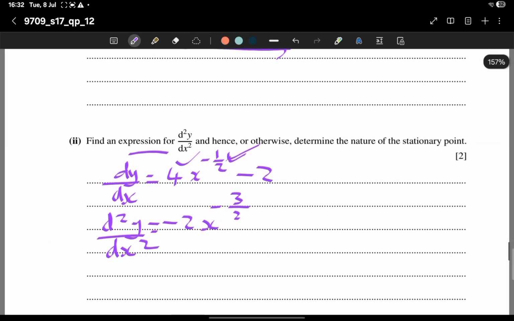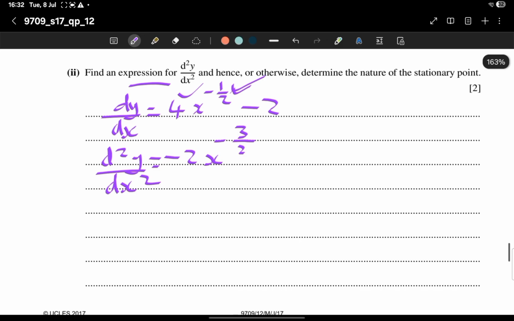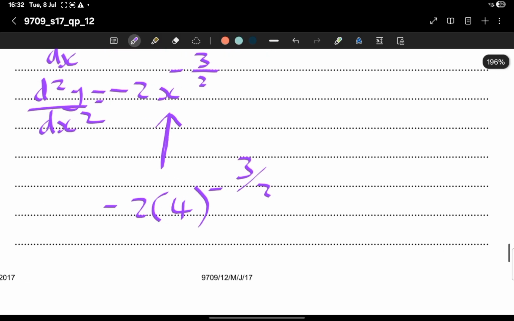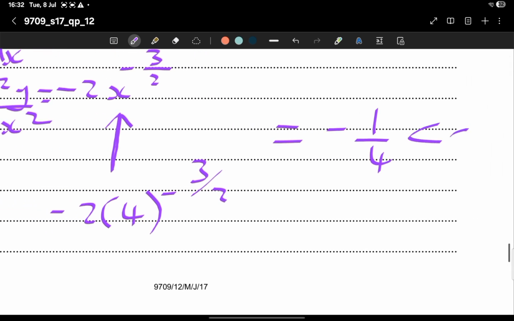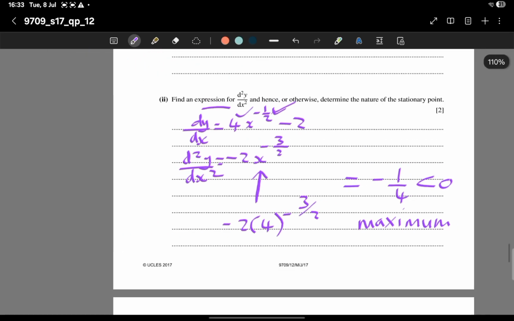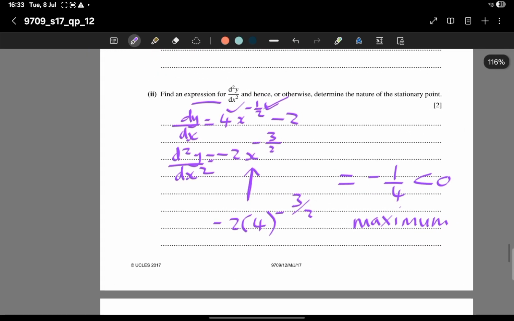And the question says hence or otherwise determine the nature of the stationary point. So we're going to substitute the x value of our stationary point here. So it will be minus 2 times 4 to the power minus 3 over 2. That will give us minus 1 over 4, which is obviously less than 0. So if it's less than 0, then it's a maximum. It's a maximum.